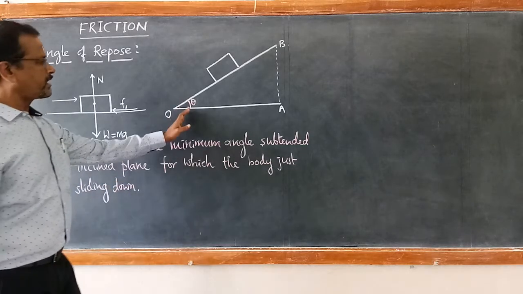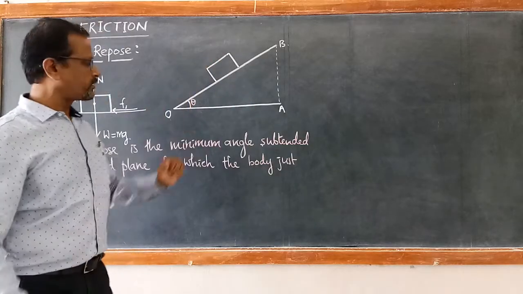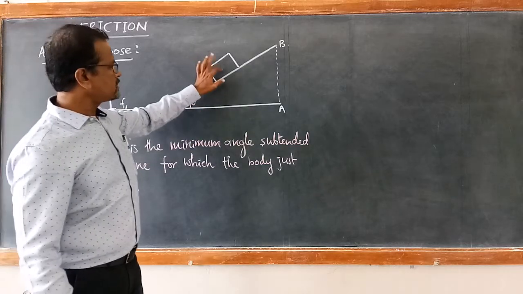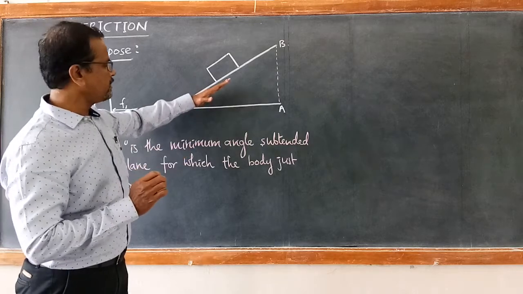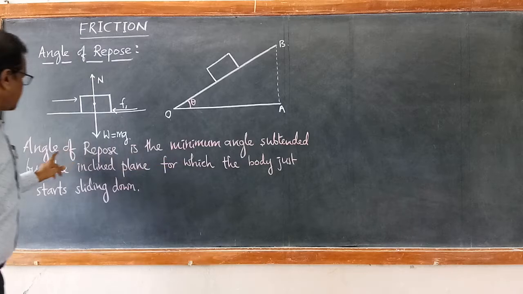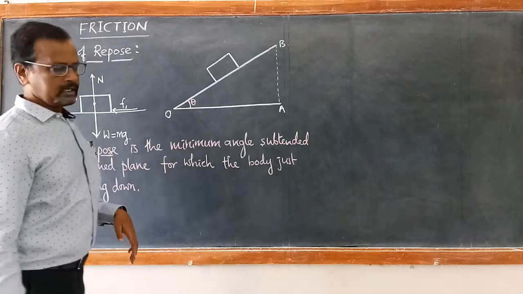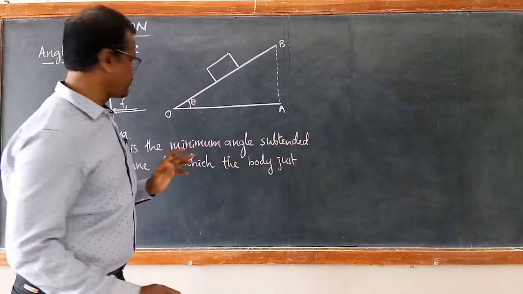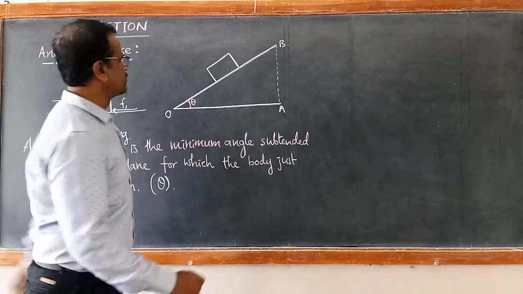It means for an angle less than this theta, the body will be still at rest. For an angle less than this angle of repose, the mass or the block will be still at rest. What is that minimum angle with respect to horizontal, for which the box starts sliding? That angle is called the angle of repose. So now let us calculate this angle of repose with this situation. Suppose theta is the angle of repose.